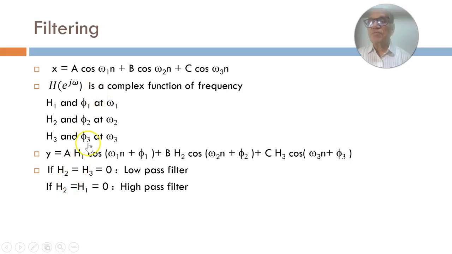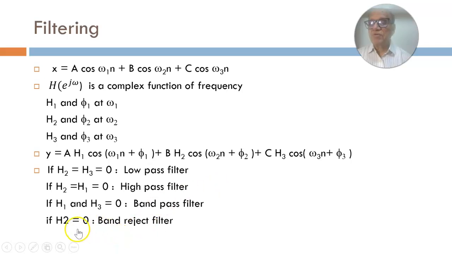On the other hand, if H1 and H2 are 0, then only the highest frequency will go through, and you can call that a high pass filter. But if H1 and H3 are 0, then it is the middle range of frequencies. In this case there is only one frequency. In general you will have a middle range, so that this will be passed. So that is called a band pass filter. If H2 is equal to 0, band reject. So whatever frequencies are lying in the mid range, they are rejected, and you get a band reject filter.